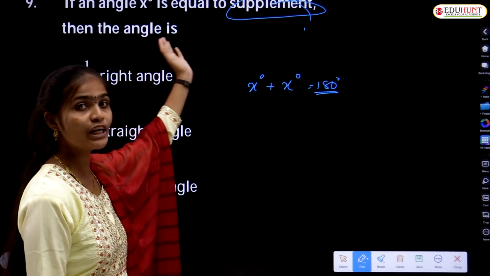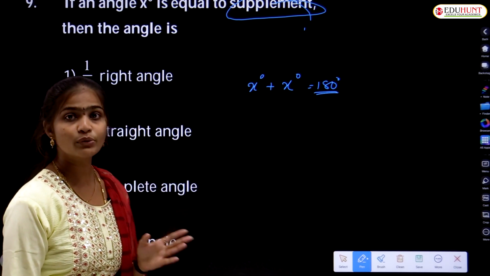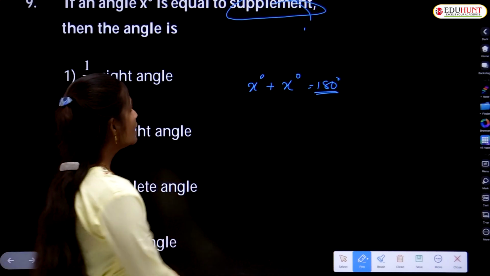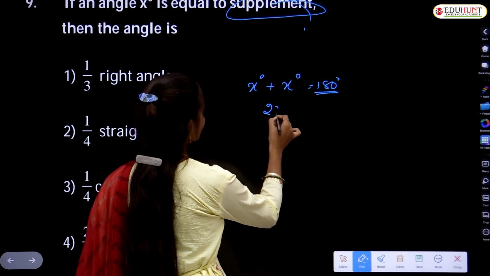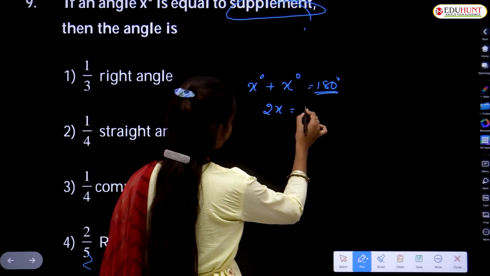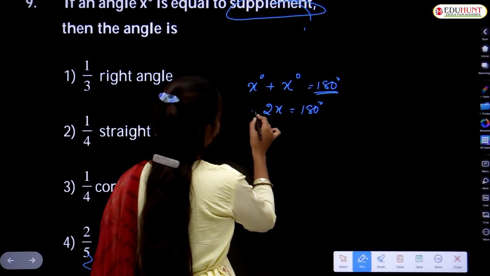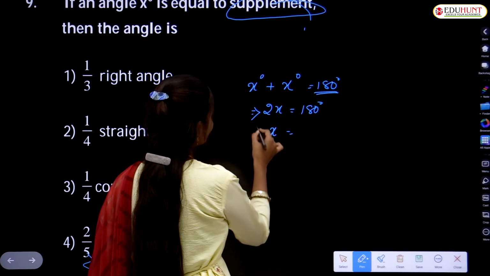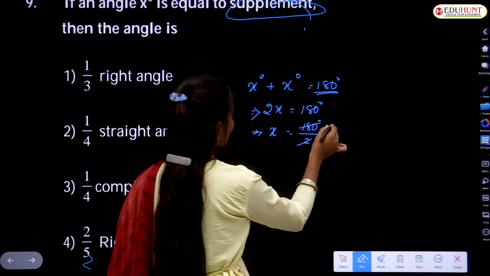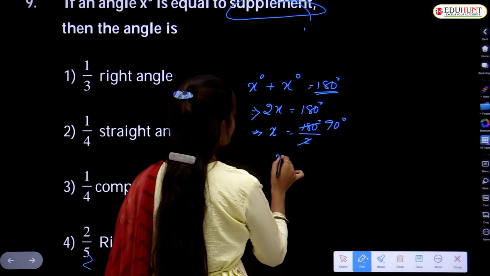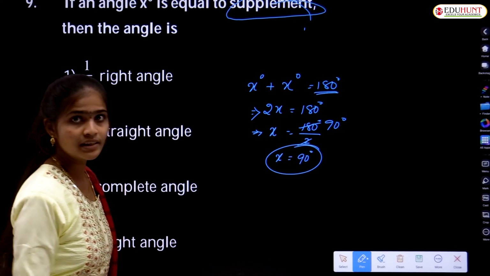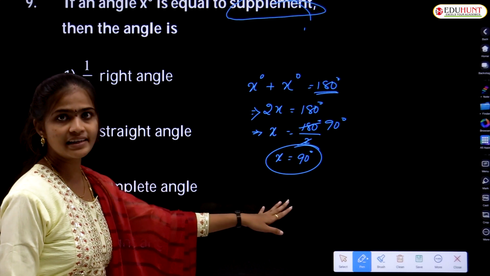One more condition: an angle x degrees is equal to its supplement. Equal to its supplement means those two angles should be equal. So 2x is equal to 180 degrees. So x is equal to 180 degrees divided by 2. Two nines are 18, so 90 is 180. So x is equal to 90 degrees.